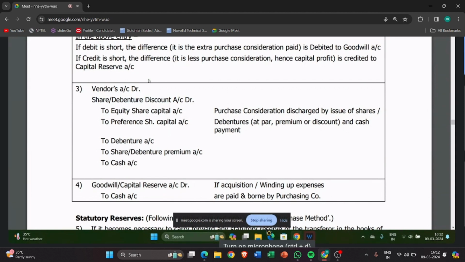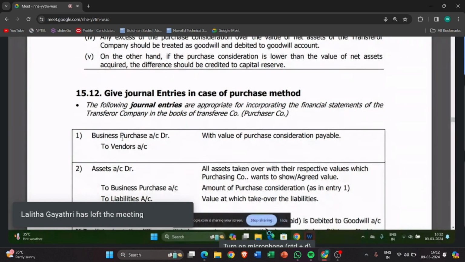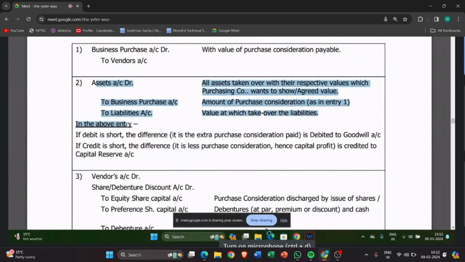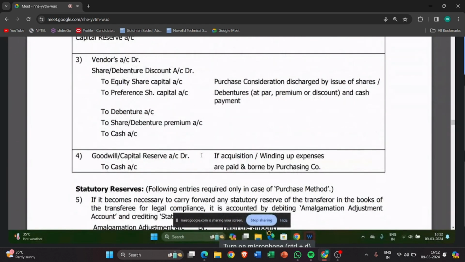Clear? So I have written the purchase consideration entry. I have taken over the assets and liabilities and recorded them, and now I have paid off the purchase consideration. Left is only if I have to pay the liquidation expenses. Realization, liquidation or winding up expenses are all the same. If those expenses are paid by the new company, the transferee company, then it will debit it.